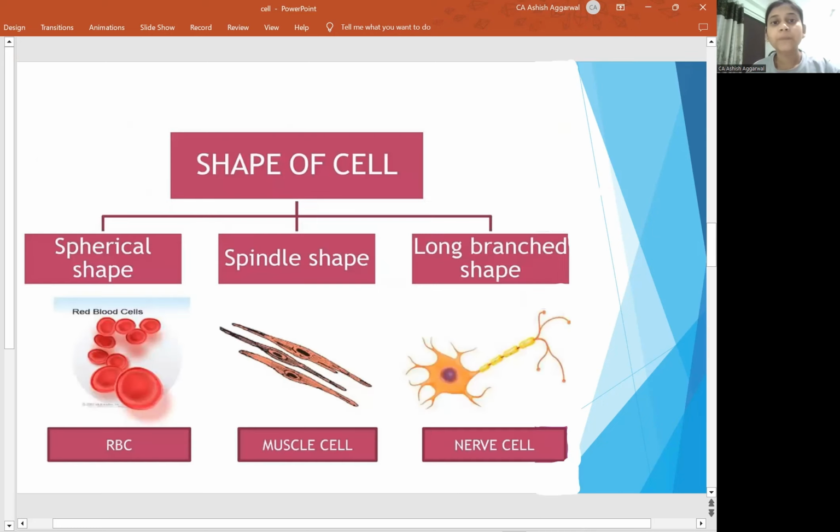Come to the next, the shape of cells. It can be spherical, spindle-shaped, or long and branched. RBCs have a spherical shape, as you can see in the diagram. Muscle cells have a spindle shape and nerve cells have a long branched shape. There are also other shapes, like comma shape and circular shape. Many other types of cells are also there.